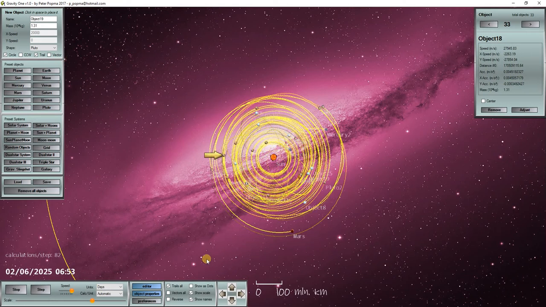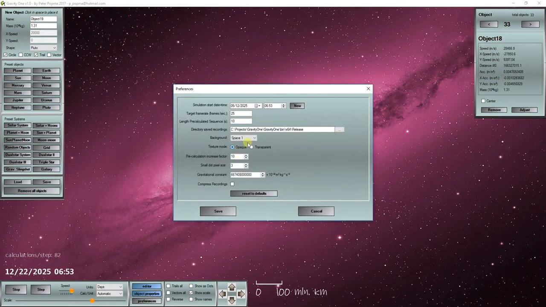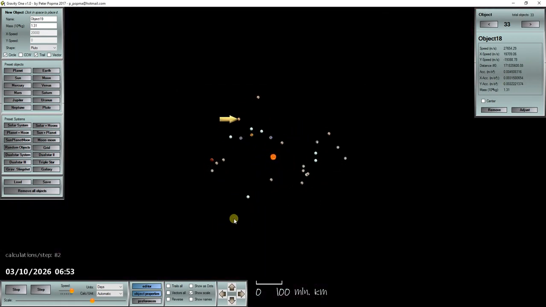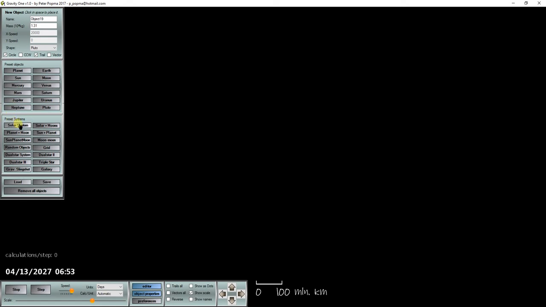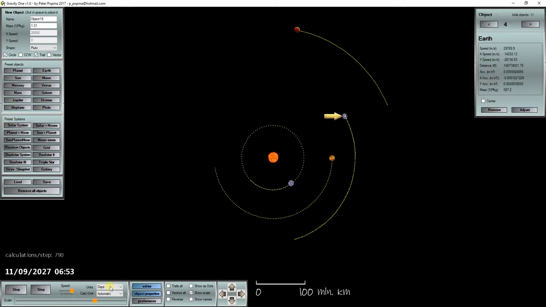Right, now let's remove these trails. It gets a bit messy. Let's remove the names. We can remove the background as well, so we have a clear view of the planets orbiting the Sun. Right, let's remove all of this and start with a solar system again.